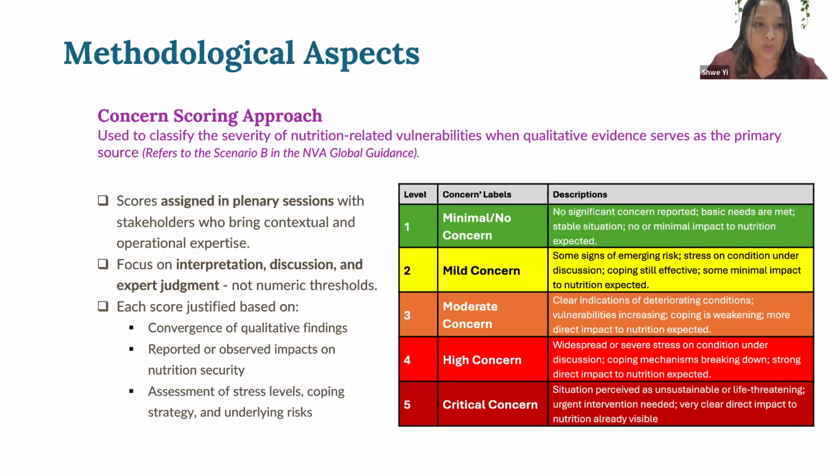In the methodological aspect, we use the concern scoring approach. There is co-assignment in a plenary session, with the involvement of stakeholders who bring contextual and operational expertise. We also focus on interpretation, discussion, and expert judgment, so it's not a numeric threshold. The score is rated 1 to 5, where 1 is the minimum, no concern, so it means there's no concern for them, and 5 is critical concern, where urgent intervention is needed. So we consider our methodological aspect by scoring with these 5 concern stages. I will hand over to Emily to present the findings. Over to Emily.